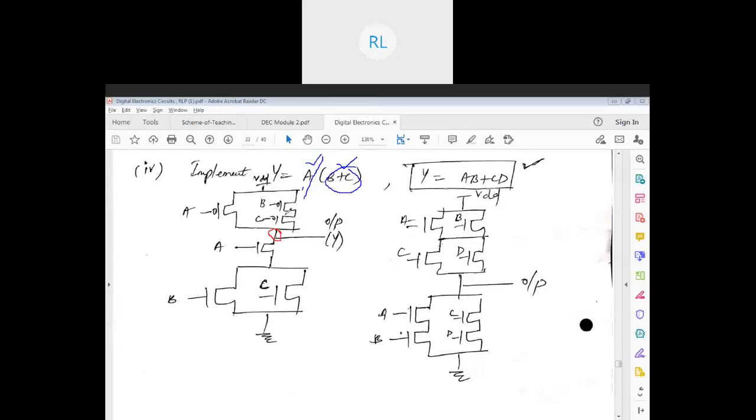Now observe this very carefully. B and C is parallel. Here it comes in series. A is in series with the combination of B plus C. Here A is parallel to B plus C. Are you getting it?